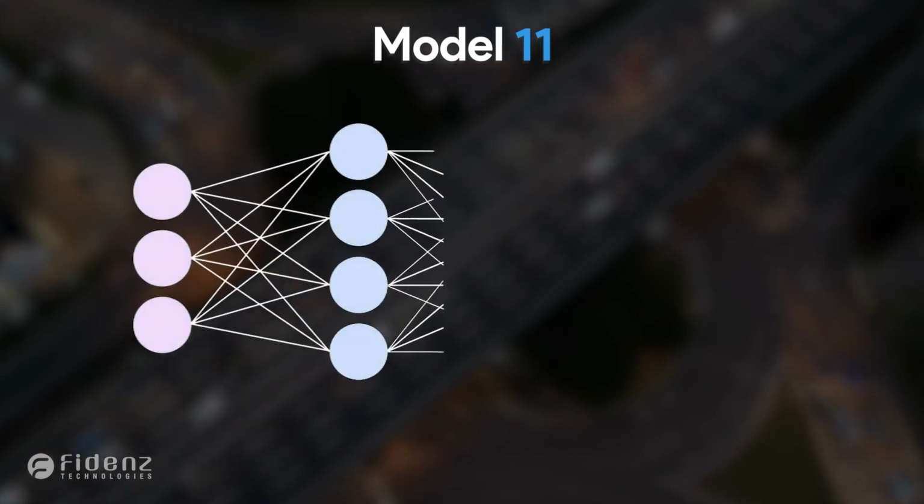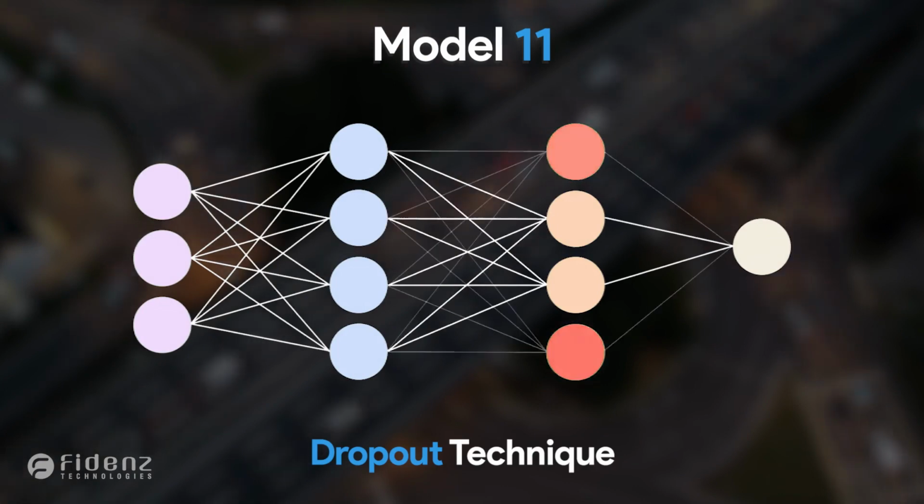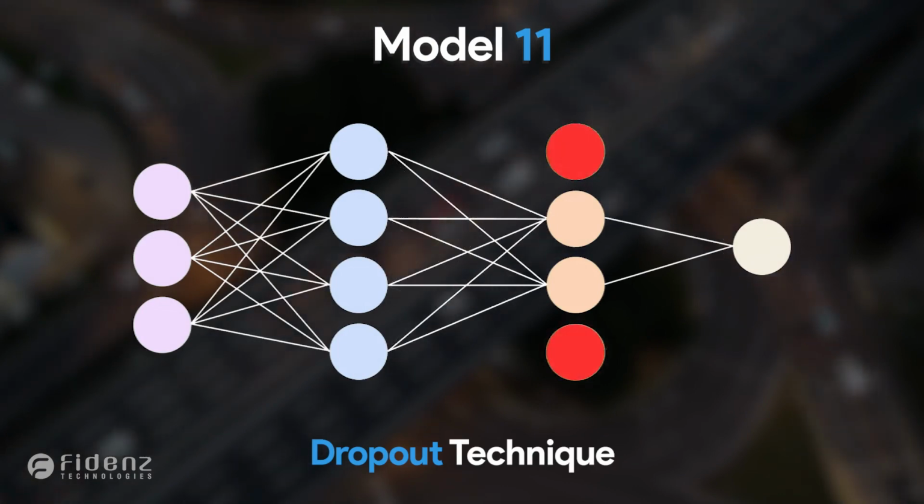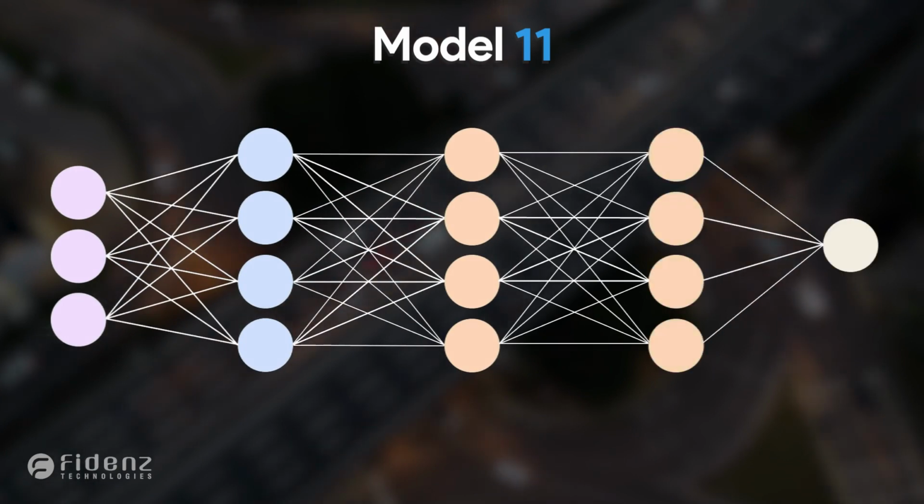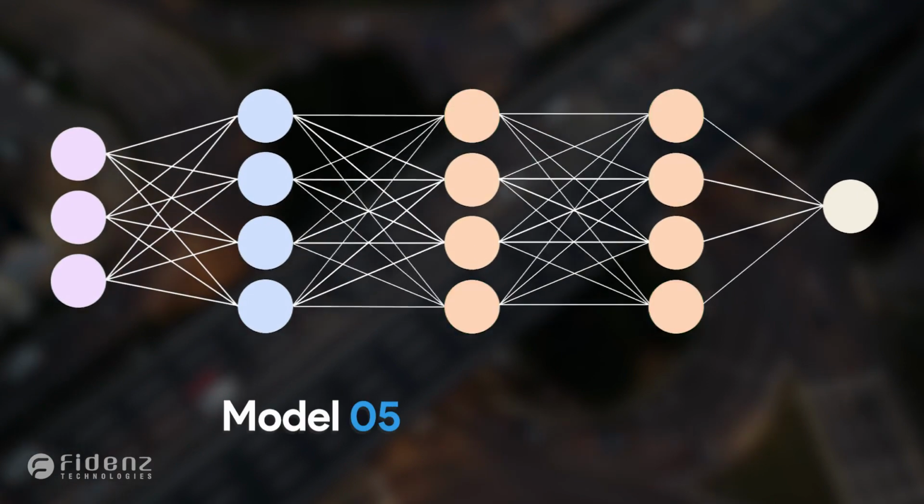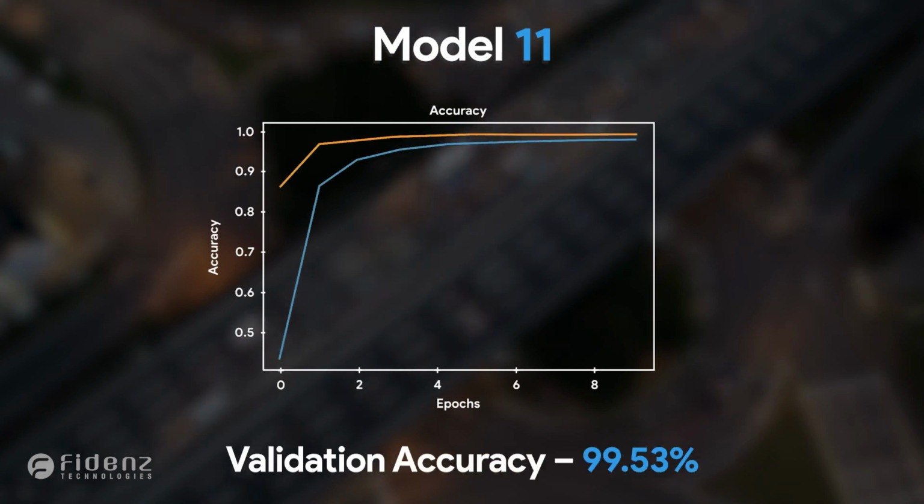Model 11. To address the overfitting problem, we used the dropout technique where random neurons are dropped from the network with a probability of p at each training iteration. We added a few dropout layers where necessary, and further utilized max pooling and usual dense layers between Model 5 and Model 11. The end result enabled us to reach an almost perfect validation accuracy of 99.53%.